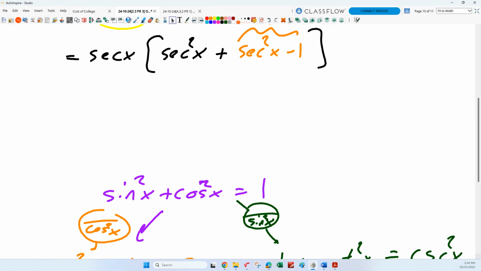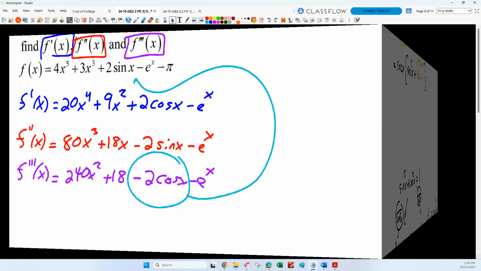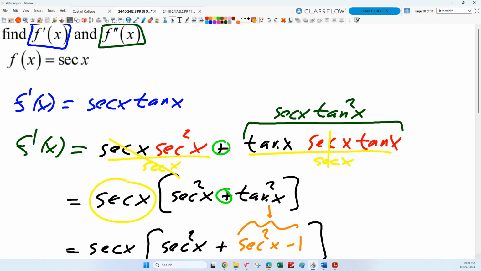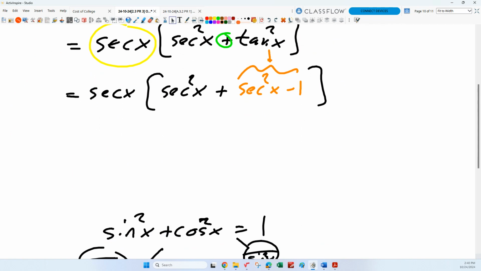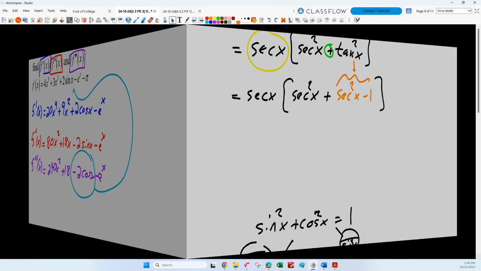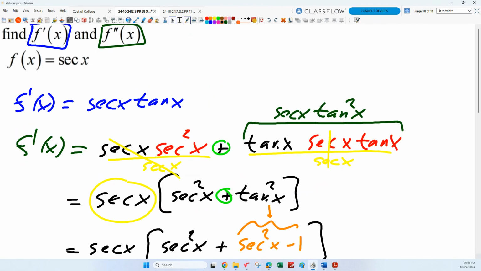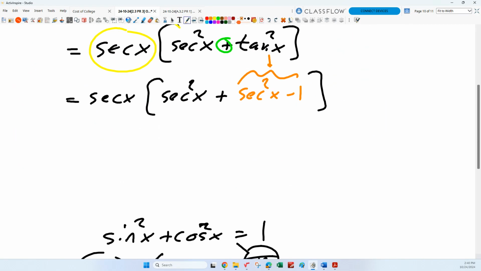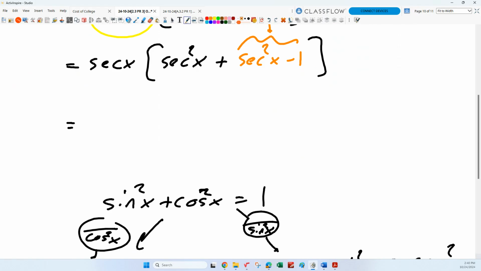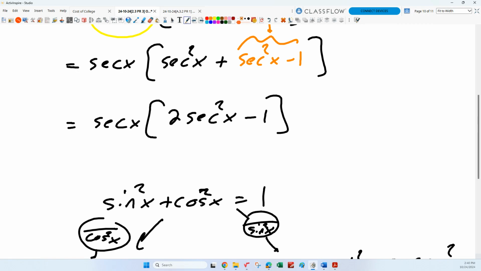And so then now look what happens. I could combine everything, and so this becomes much easier. Okay, everybody get that? Okay.